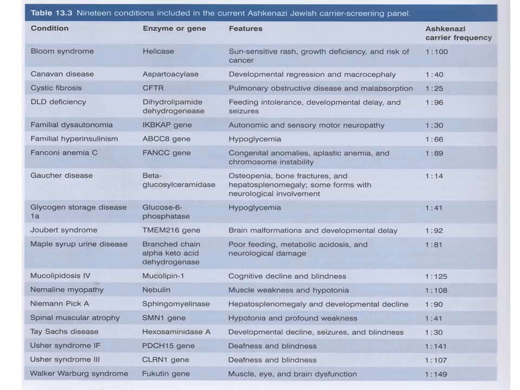Bloom, Canavan, now of course they're in alphabetical order. Usher's, Walker-Warburg, all of these are classic. And what I want to point out, though, is I want you to take a look at Gaucher. Or, no, I'm sorry, this is familial dysautonomia, 1 in 30. That's a real high carrier frequency. Some of the others, 1 in 40, 1 in 14. This is what I meant, Gaucher, 1 in 14. That's amazing. Not good, but it is amazing.